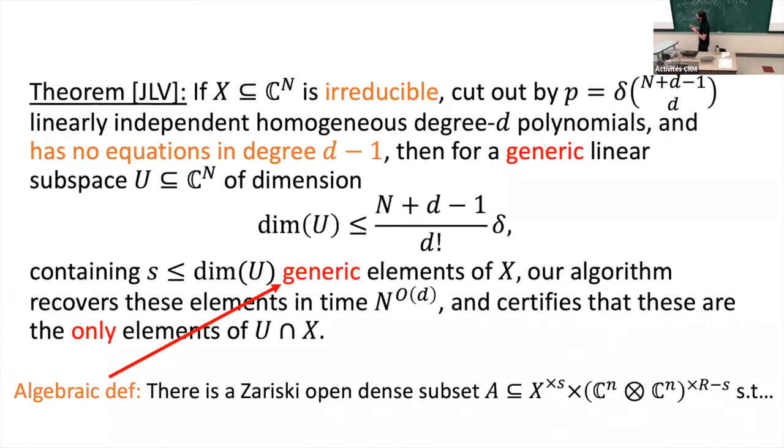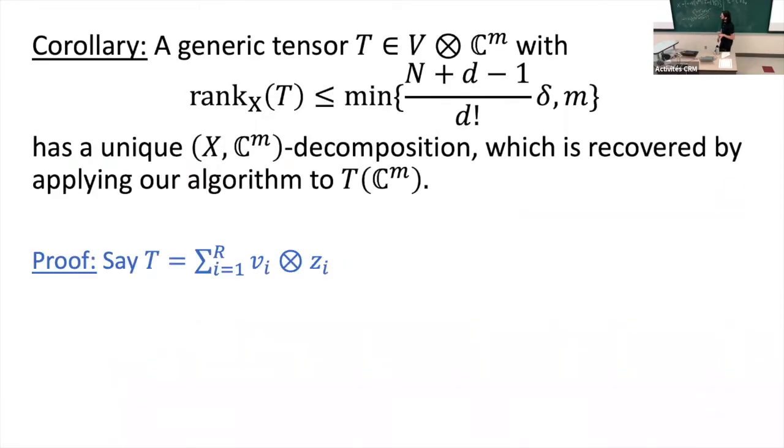There's not really an analytic definition of this. How do you pick random elements of a variety? Maybe you can do it, but I don't know how, probably if you know a little more measure theory and differential geometry. But I take a Zariski open dense subset of tuples. So, for example, generic tensors of certain X, m ranks can be recovered.